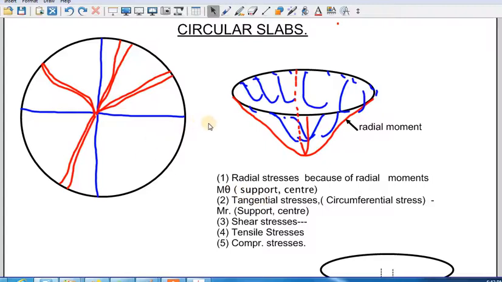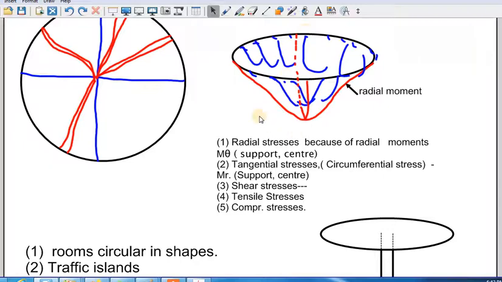Another case is that because of the support conditions, you will have the radial moments at the support and the center also. So there are mainly two cases, one at the center and the other at the support. We need to find out the radial moment, normally denoted by m theta, at support and center. In the same way, because of the hoop stresses, tangential moments are developed, also at support and center.